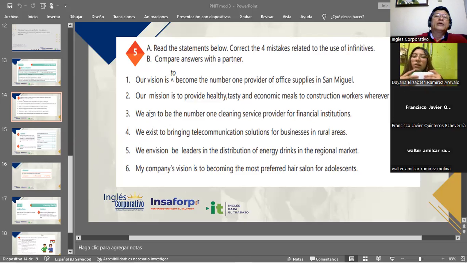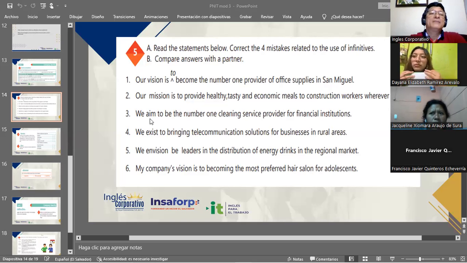No. Do you know the word aim? I share. And I find is target. Apuntar. Yeah, target. So number three is okay. Aim is target. Like your partner was saying, apuntar. Oh. It's okay. So number three is okay. Aim is a new word for you. Okay. What about number four, group number three?